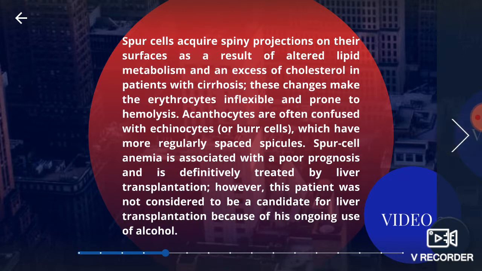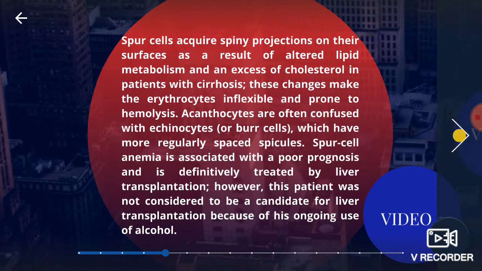Acanthocytes are often confused with echinocytes or Burr cells, which have more regularly spaced spicules. Spur-cell anemia is associated with a poor prognosis and is definitively treated by liver transplantation. However, this patient was not considered a candidate for liver transplantation because of his ongoing use of alcohol.